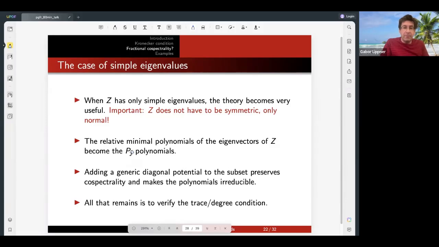And then this is where the magnetic field comes in. If I add the transcendental potential to the diagonal of this subset, then it turns these polynomials into irreducible ones. That's the standard argument that people have been using before. And so now all we have to verify is the trace and degree condition.